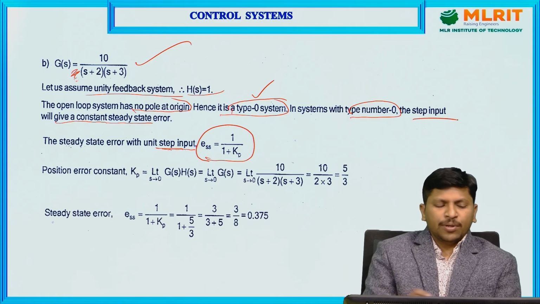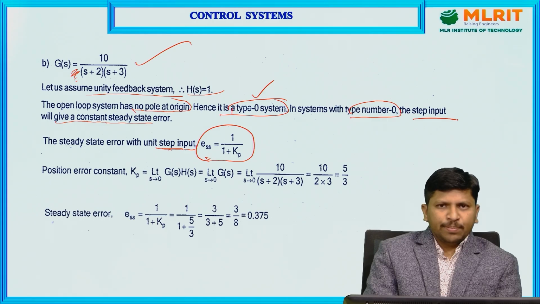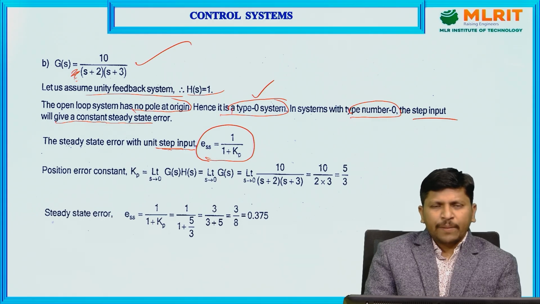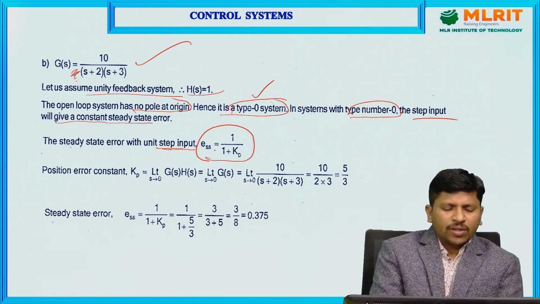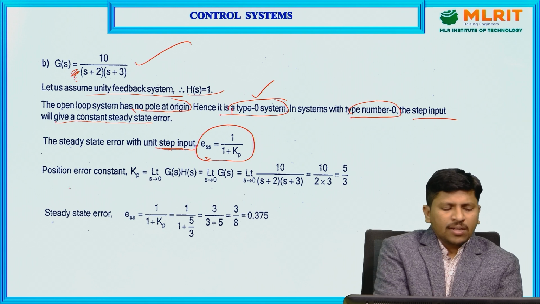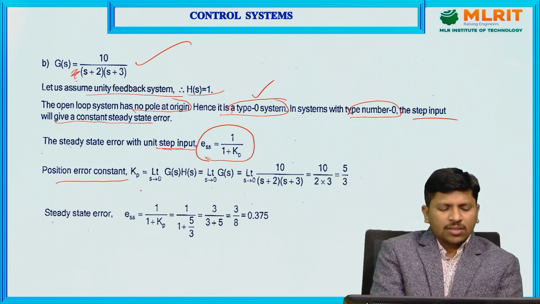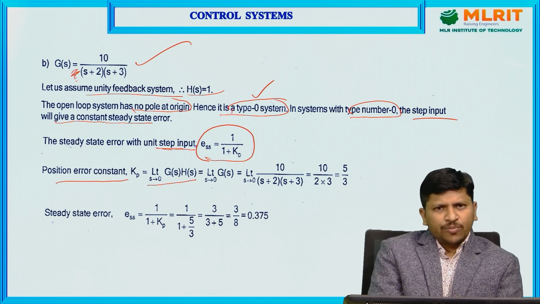Step input signal or unit step input. Type 1 is a ramp signal, right? So for the steady state error ESS = 1/(1+Kp), Kp is the positional error constant, that is Kp equals limit s tends to 0 of G(s)H(s), where H(s) equals 1.